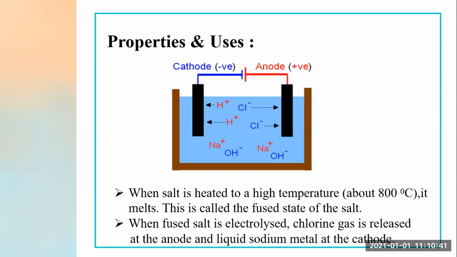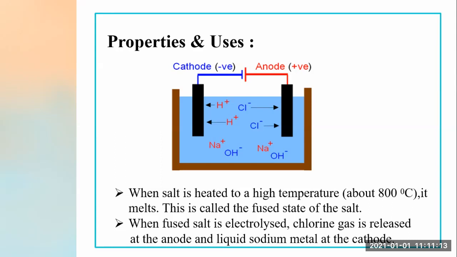When salt is heated to a high temperature, about 800 degrees Celsius, it melts. Now see, have you tried to melt salt at your home? You see that it is not melting, right? Because its melting point is very high. So how much heat is required to melt the salt? About 800 degrees Celsius of high temperature is required to melt the salt.